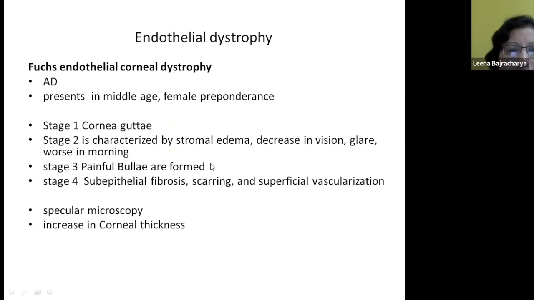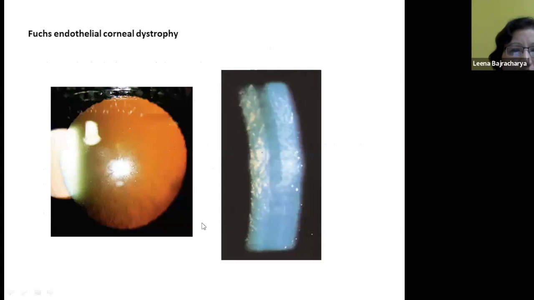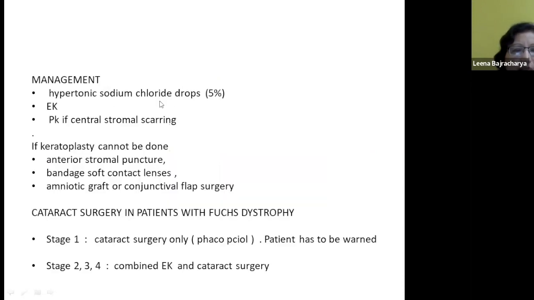The investigations we send are specular microscopy and corneal thickness. So we can see the picture of the Fuchs dystrophy showing the beaten metal appearance of the guttata, and stromal edema. Treatment is hypertonic sodium chloride. EK is the gold standard treatment. DMEK is the gold standard treatment for Fuchs dystrophy.